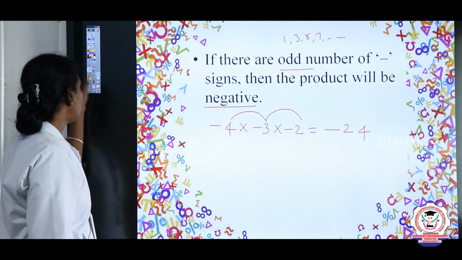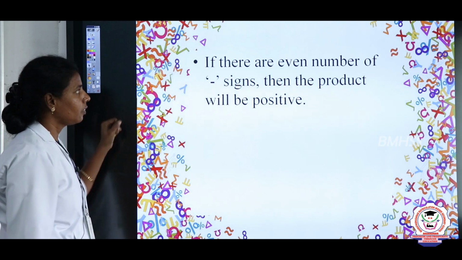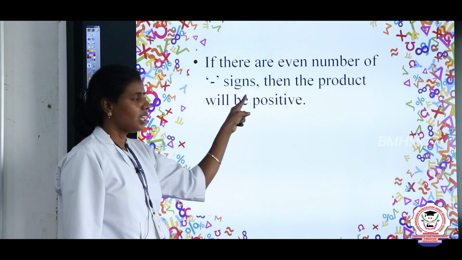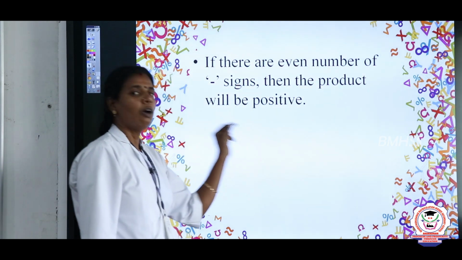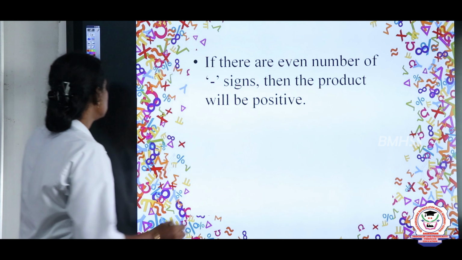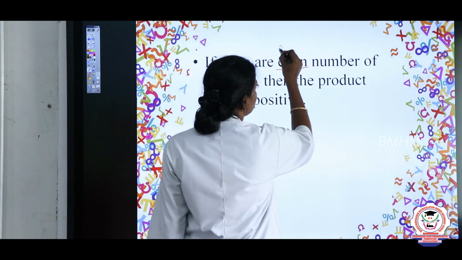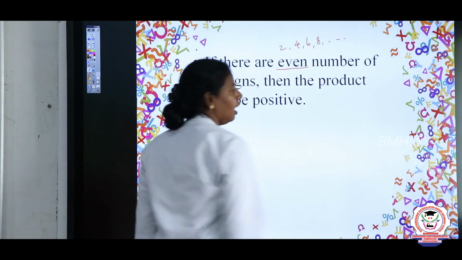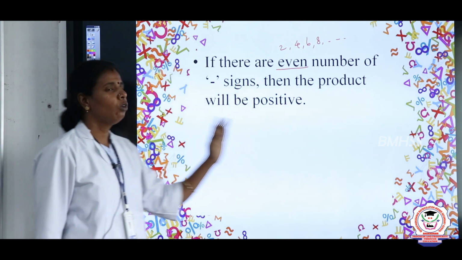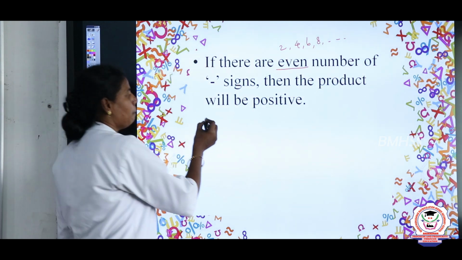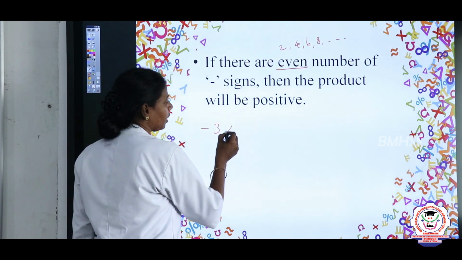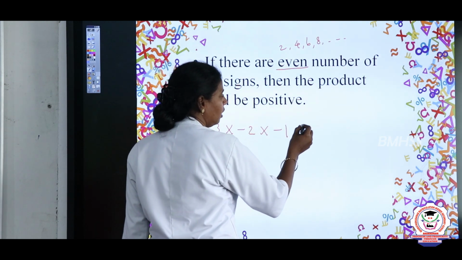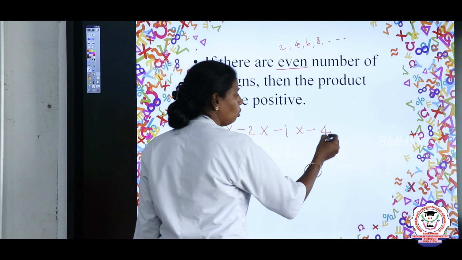When the negative sign is given an even number of times, see, if there are an even number of negative signs, then the product will be positive. See, what is an even number? Even is 2, 4, 6, 8, 10 etc. So we want to count the number of negative signs. For example, -3 into -2 into -1 into -4.